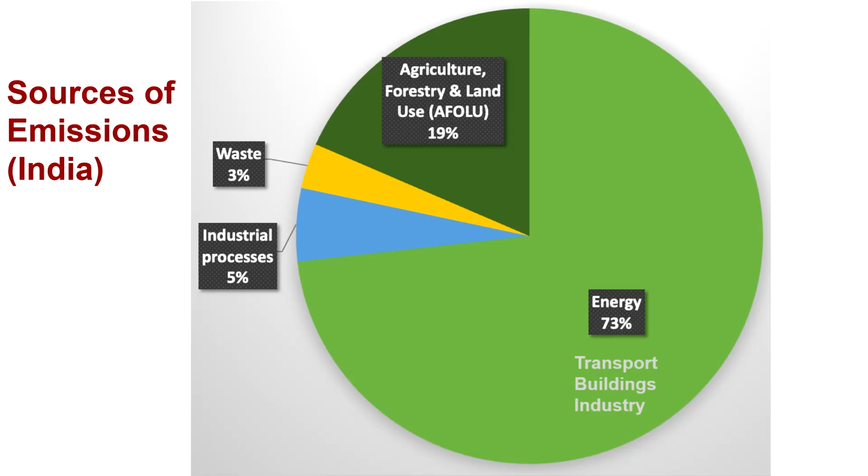And as far as India is concerned, about 73% of its emission is because of energy for transport, buildings and industry. Agriculture and forestry is about 19%. So, 19 plus 73, you can see 92% is because of food and energy, and the remaining 8% is because of waste and industrial processes which naturally emit GHGs.